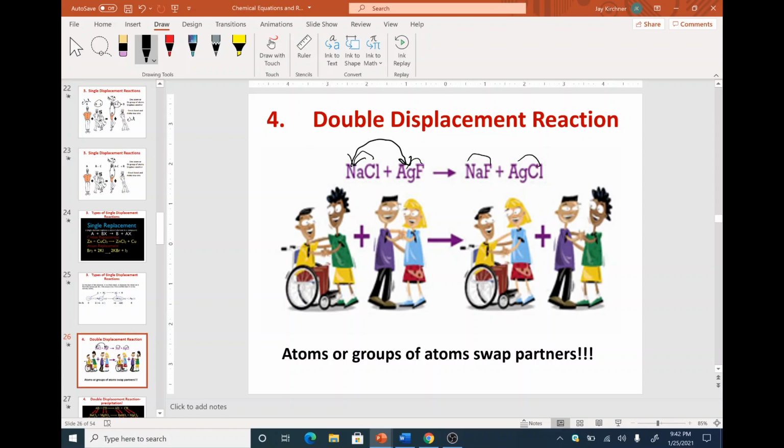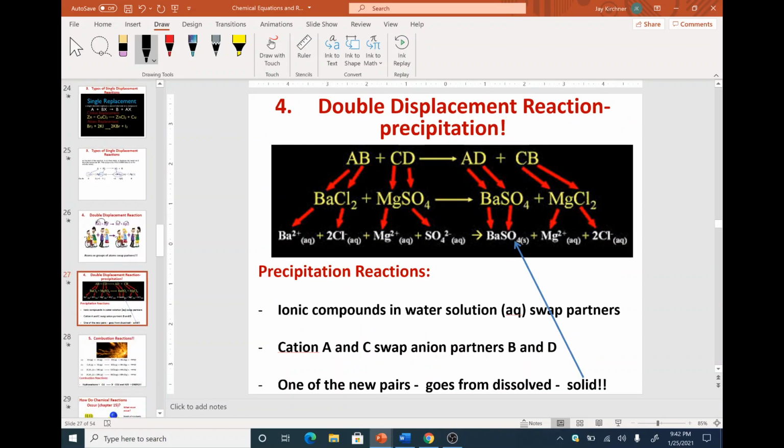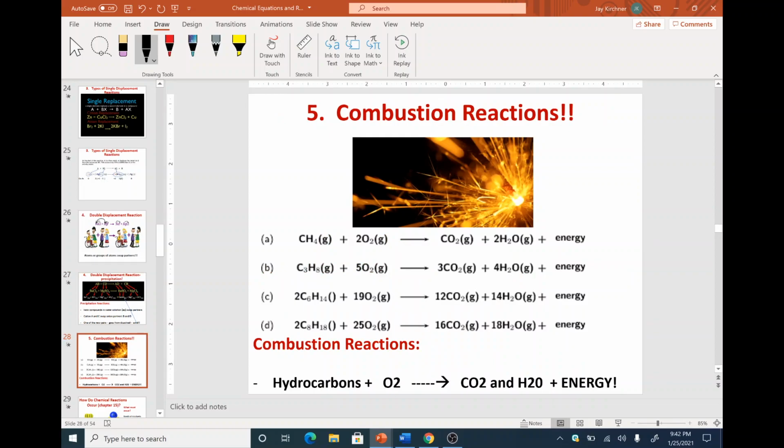There's two couples and they switch dates. So here's an example. A and B is barium and chloride. C and D is magnesium sulfate. Barium and magnesium switch places. So now we have barium sulfate and magnesium chloride. Okay, combustion, as we said, is hydrocarbons plus O2 making CO2 and water. What we'll do with that later is balance those.